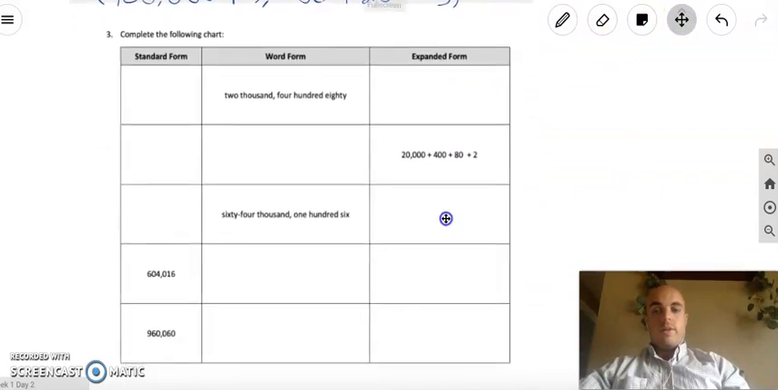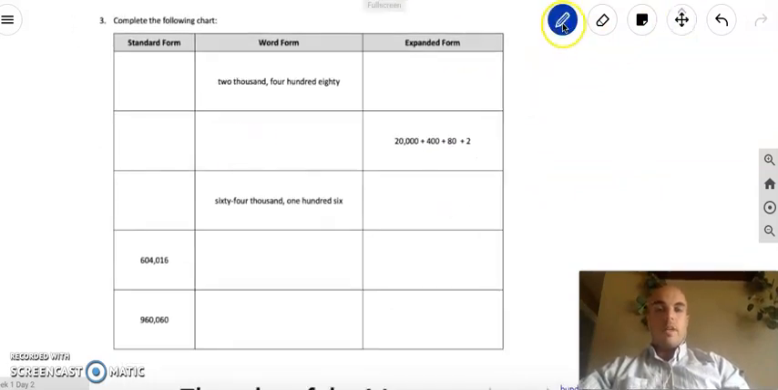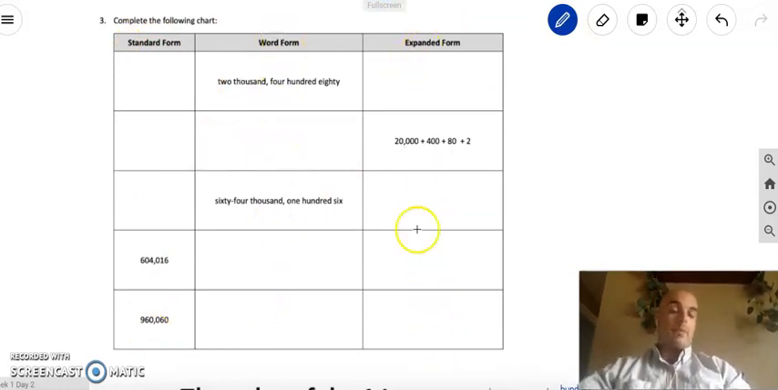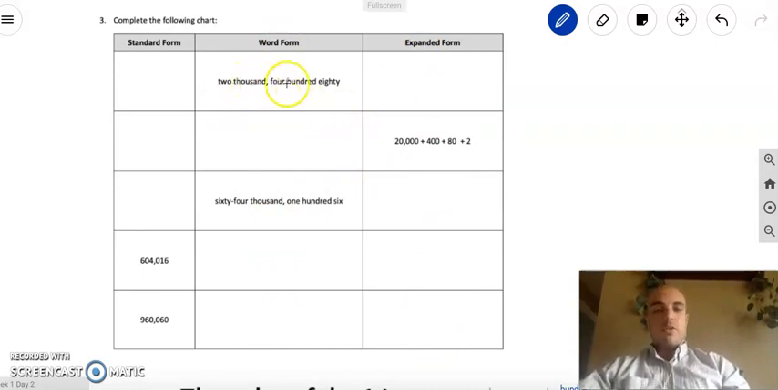Okay, let's look now down here. So complete the following chart. So you'll see we have standard form, a column of that, a column of word form, and a column of expanded form. I'm going to treat this like it's a game. I'm going to fill these in using the information given to me. So I can see here I have just the word form for this one.